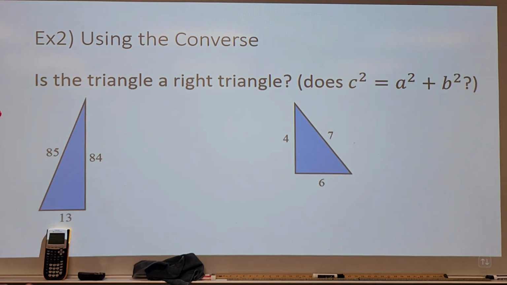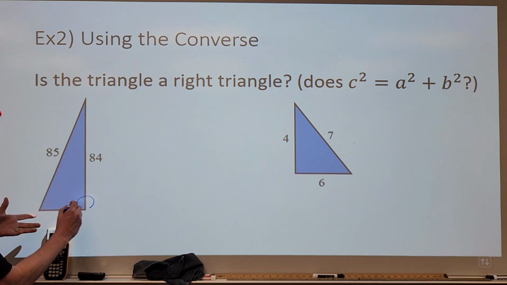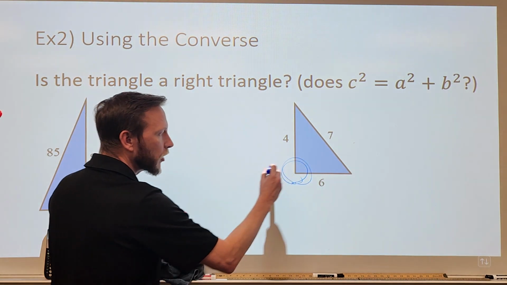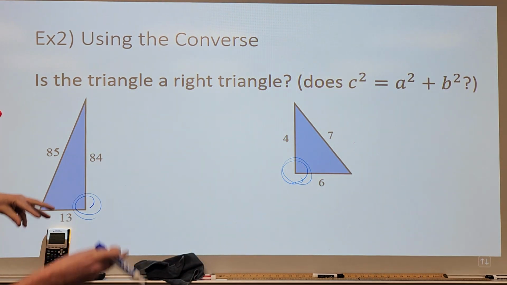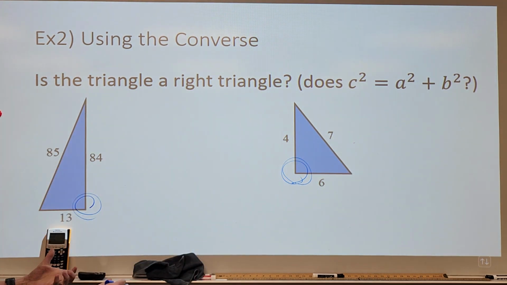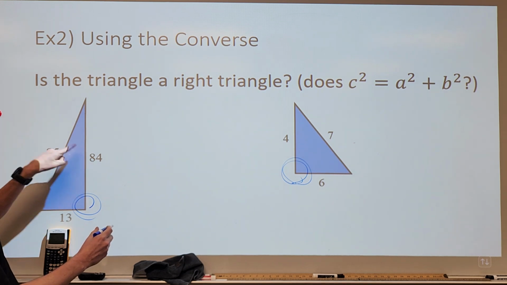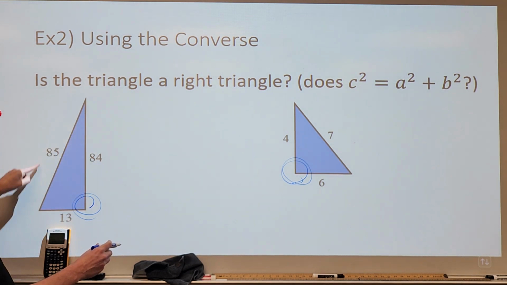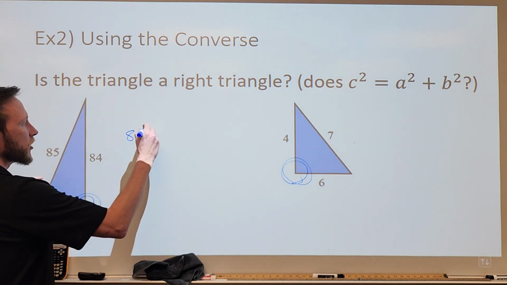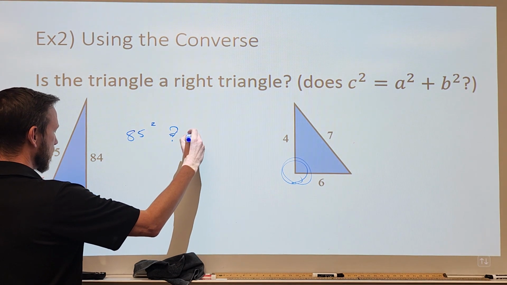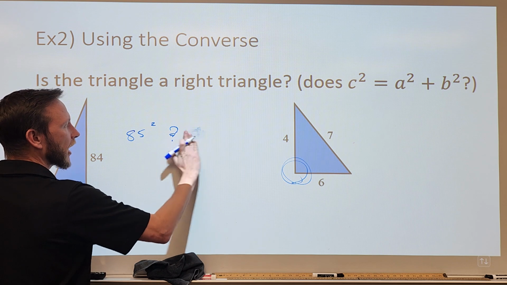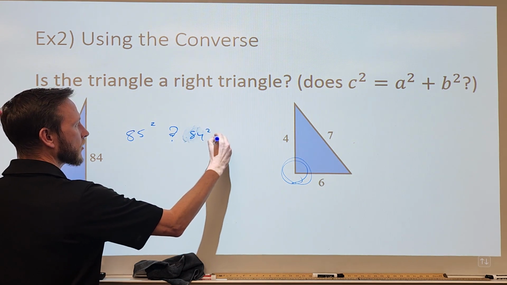Does c squared equal a squared plus b squared? Now we don't know if this is a right angle. It looks like it, but we don't know that it is a right angle. So we're going to show that that angle is a right angle by putting these in order from largest, longest side to smallest side. The question is, does it equal the other two sides squared and added together?